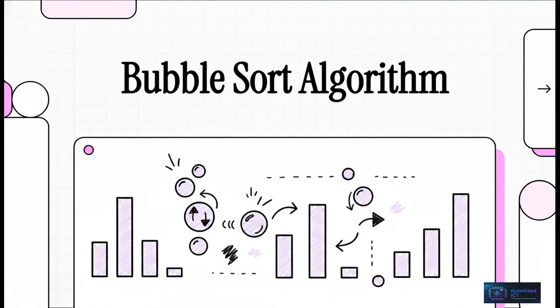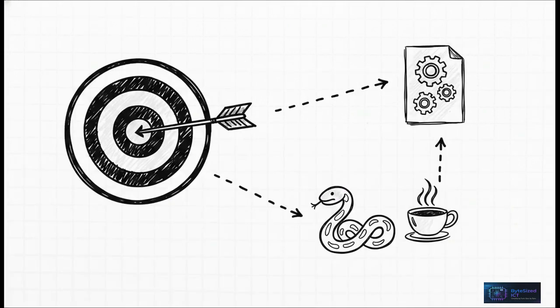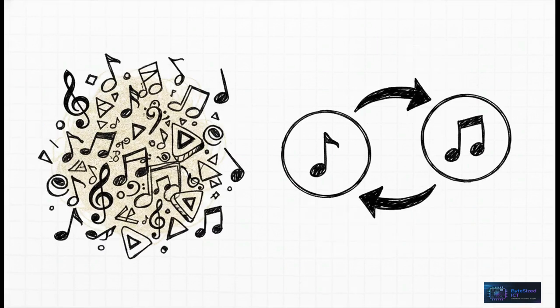Welcome to class, everyone. Today's explainer tackles the famous bubble sort algorithm. Let's get started. Our objectives today: building a bubble sort using both pseudocode and Python. Let's do this. Imagine organizing a totally messy music playlist just by comparing two songs at a time.